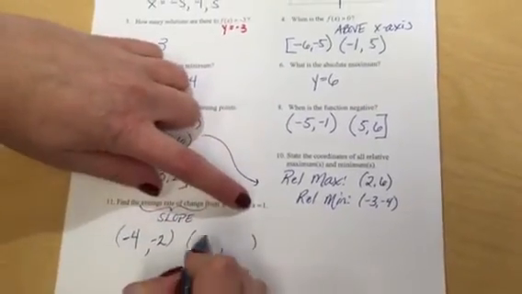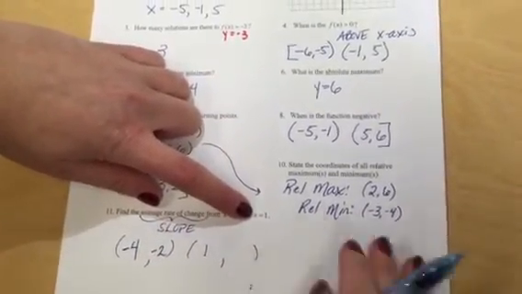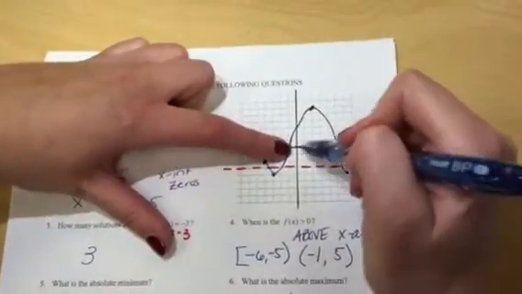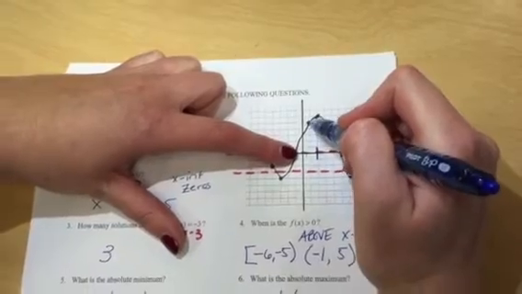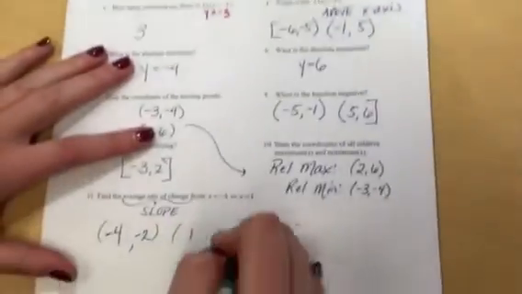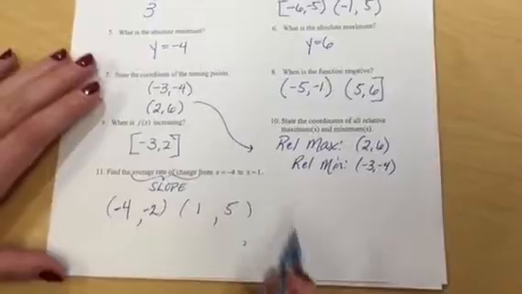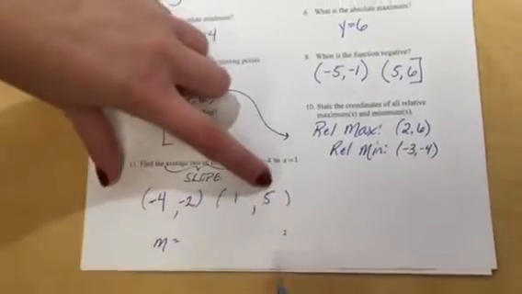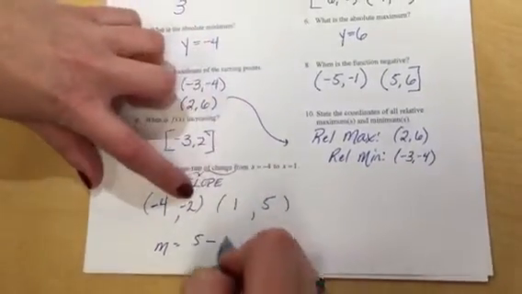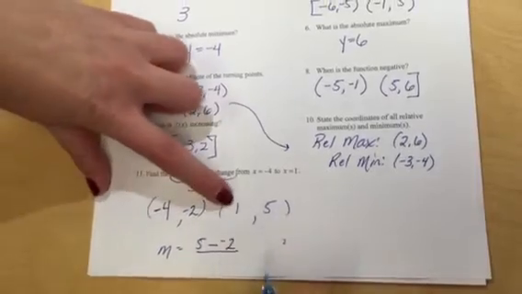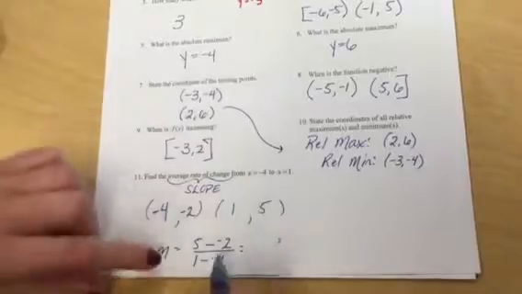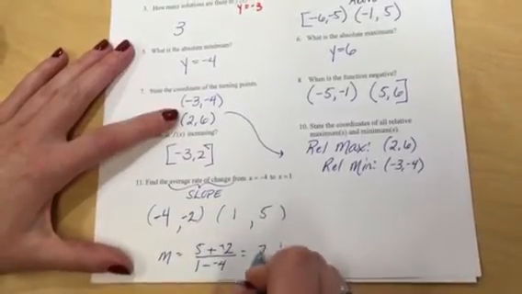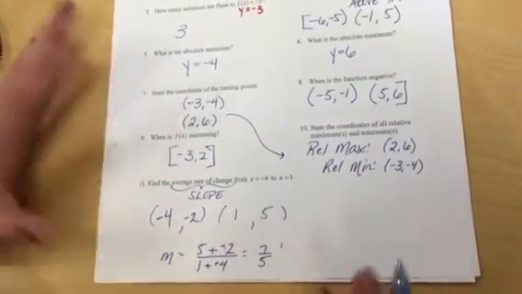Now, when x is 1, I need to go to my graph to find the y coordinate. I go to my graph. When x is 1, 1, 2, 3, 4, 5, I'm up here at y equals 5. Those are my 2 coordinates. Now I do my slope formula. y2 minus y1 over x2 minus x1. 2 negatives make it a positive. 7 over 5. Leave it as a fraction and you're done.